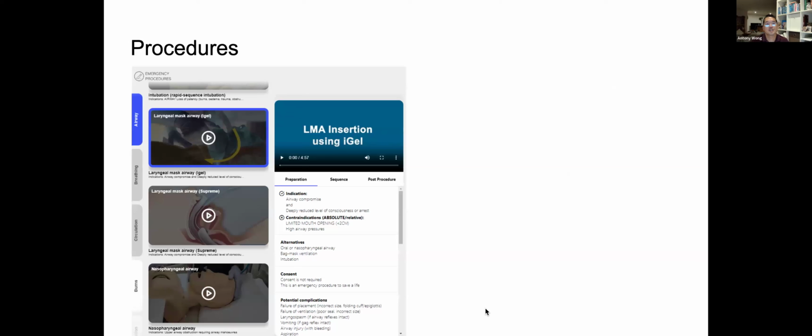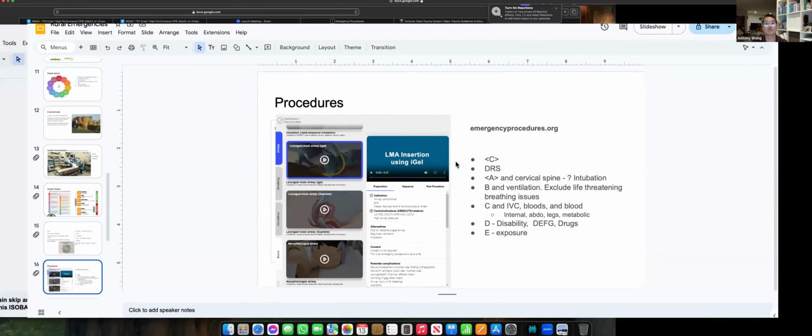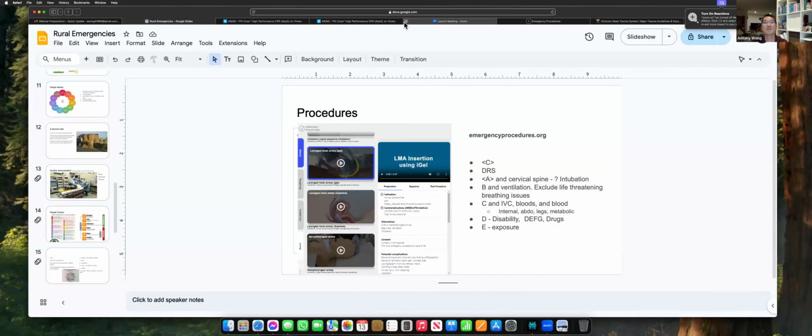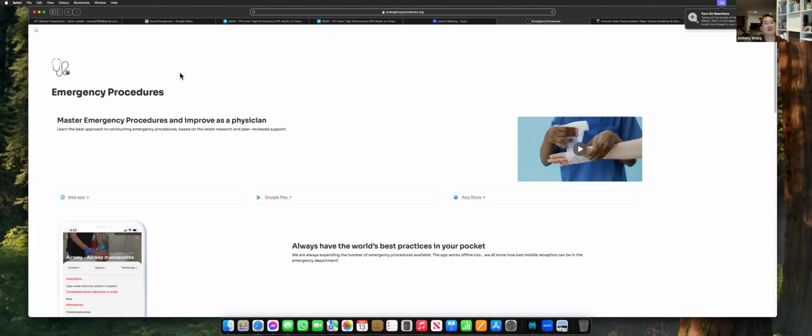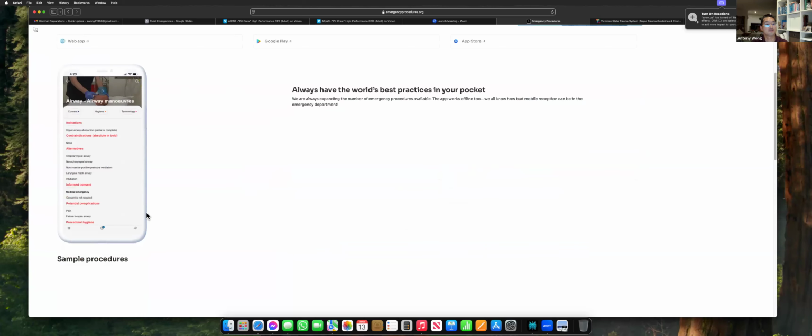So procedures, I just wanted to show you some really handy links. There's an app called Emergency Procedures, funny enough, that you can click on. Airway, breathing, circulation, and here's one on an LMA and outlining how to insert an LMA. Obviously, face-to-face is important, but this could be a good pre-reading tool. Here we go. And that's the site emergencyprocedures.org, and then you can download the app, as we can see from there.